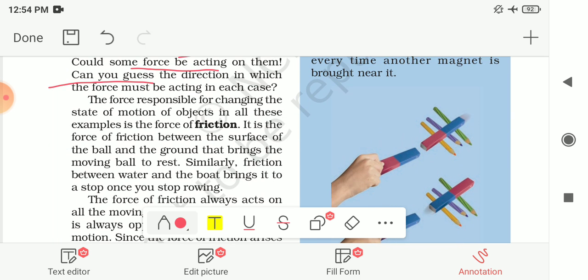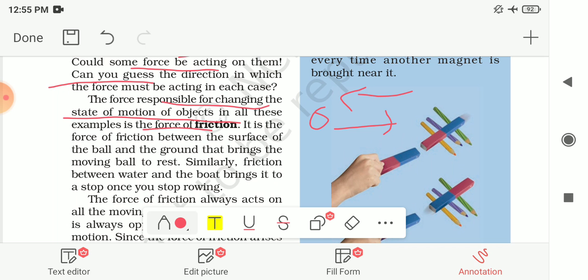So yes, you can guess. We had seen that if the force is applied in the opposite direction of the motion, that means if the object is going in this direction and the force is applied in this direction, then the speed of the object will decrease. Here in each of our cases, the speed of the object decreases, and at some point the object comes to rest. So that means the force is acting in the opposite direction of the motion of that object. So the force which is responsible for changing the state of motion of the object in all the cases is the frictional force, or the force of friction.